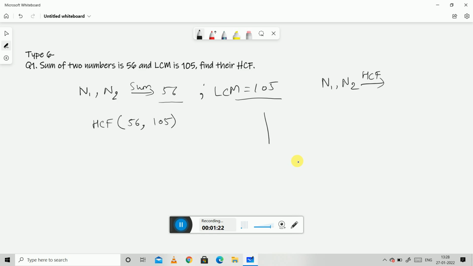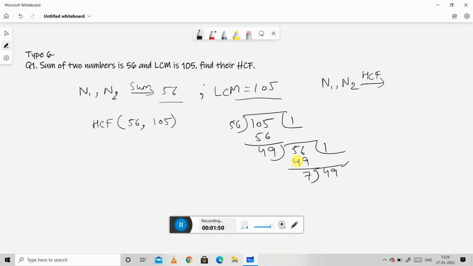Okay, so I will be using the division method here. I will divide 105 by 56. It will go 1 time, and we will get the remainder 49. Then again I will divide 56 by 49. Here I am going to get remainder 7. And as we know, 7 is going to completely divide 49. So my HCF is 7. Therefore, the HCF of these two numbers will be 7. So this is our answer.